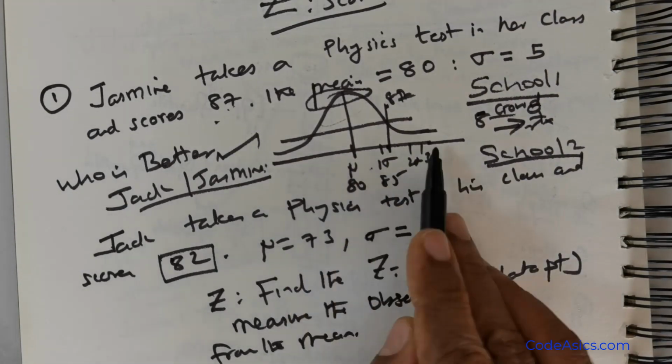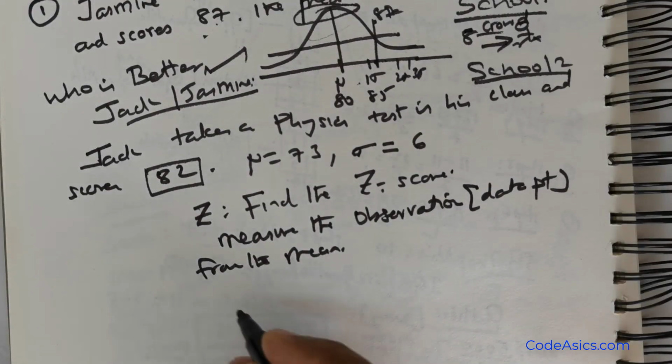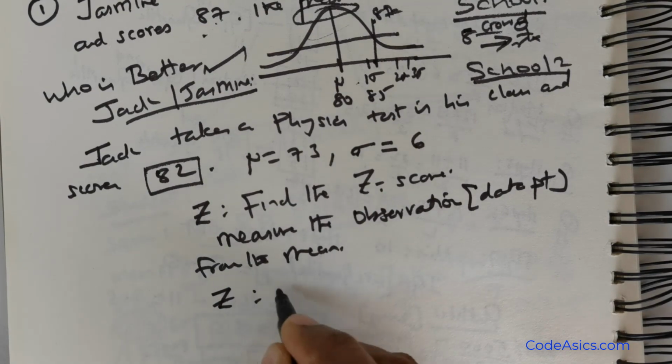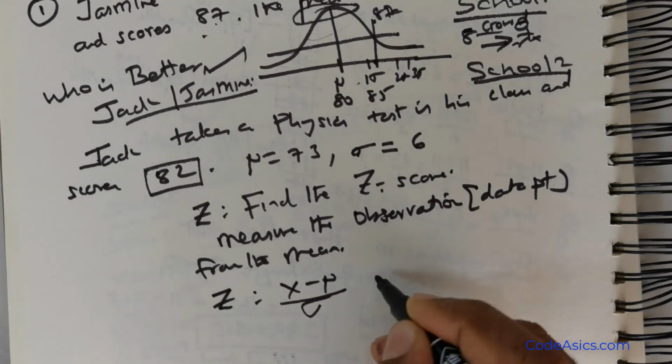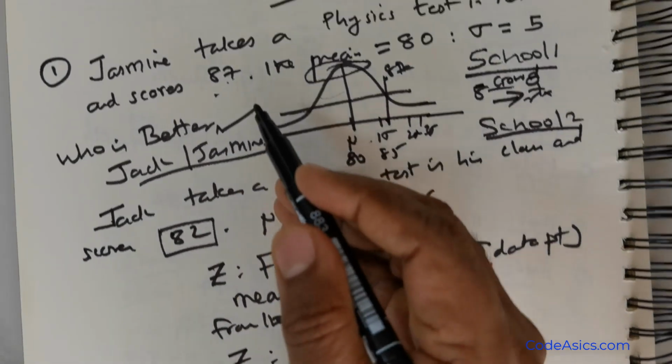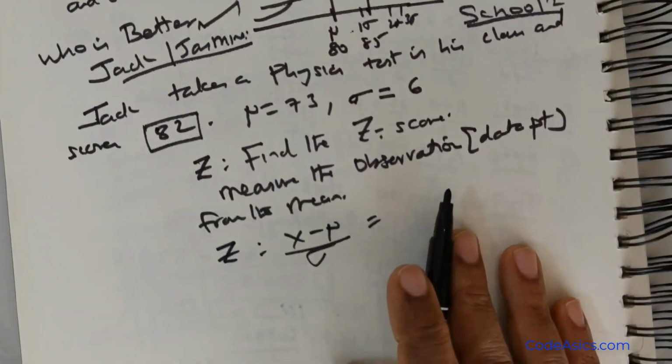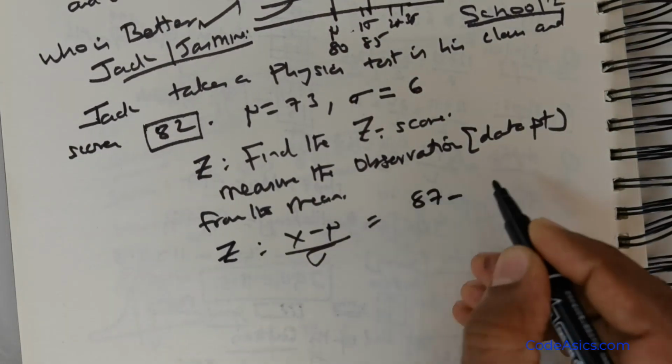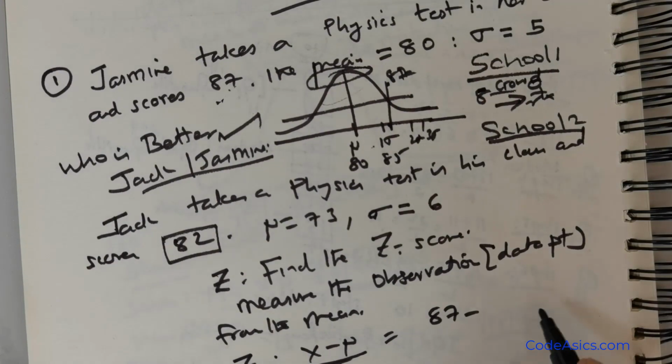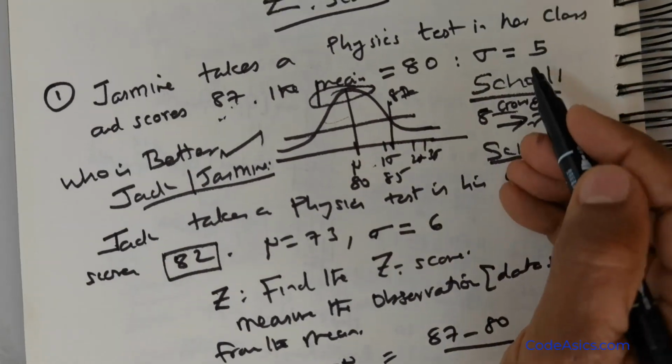How far away from the crowd? To do that, I need to get the z-score. So z is equal to x minus mu divided by sigma. What is the first observation? 87. So 87, the mean is 80. Standard deviation is 5.